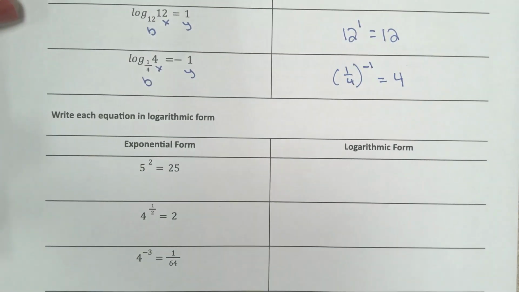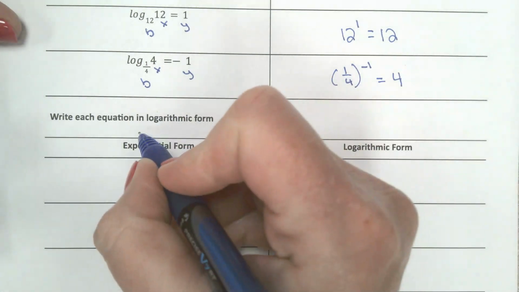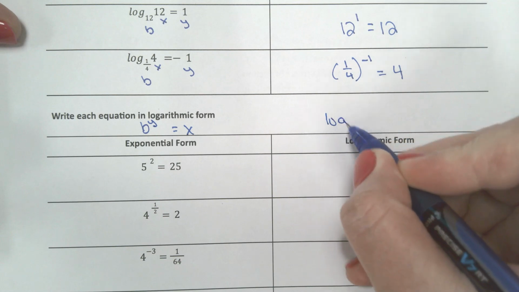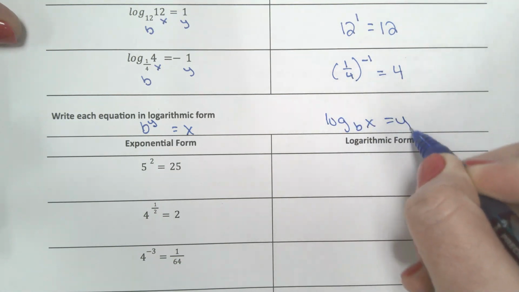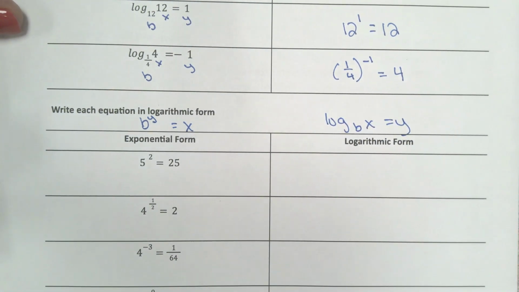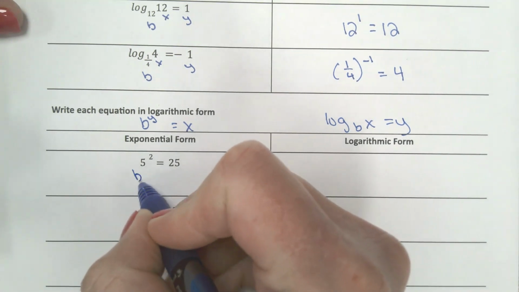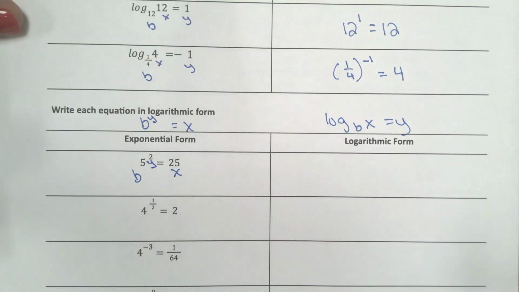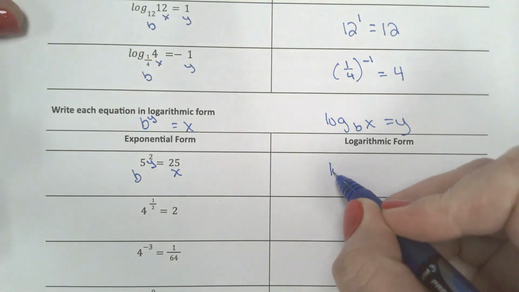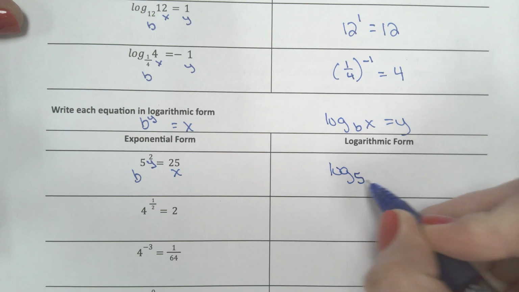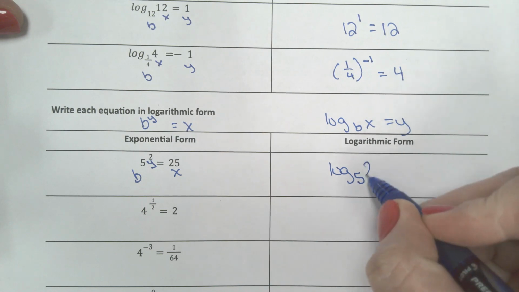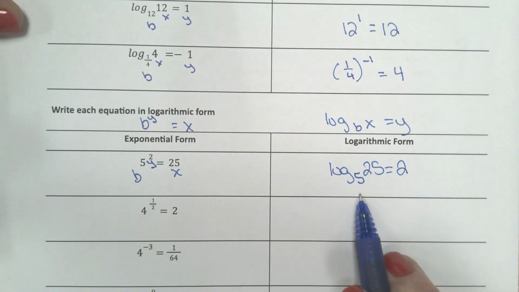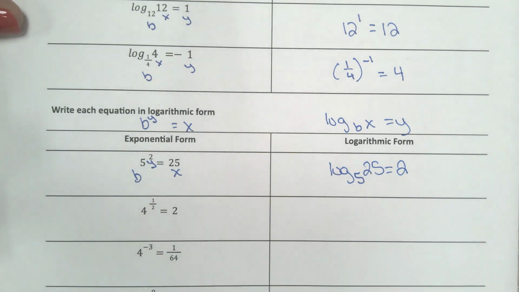I want to go backwards now. So this is b to the y equals x. Your log is log base b of x equals y. So the 5 is your base, the 2 is your y, and the 25 is your x. So in log form, I have log base 5 of 25 equals 2, because the log is the exponent.